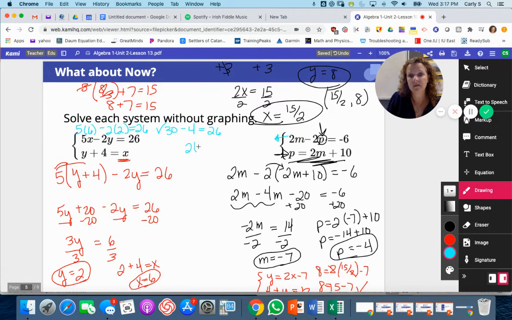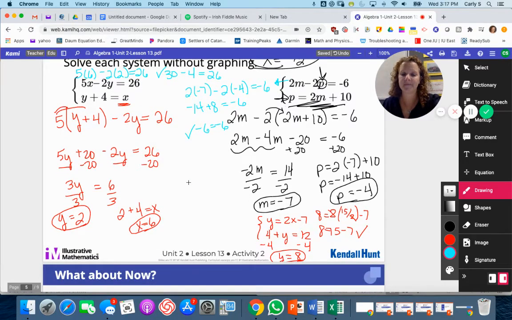So 2 times m minus 2 times p equals negative 6. So negative 14 plus 8 equals negative 6. Negative 14 plus 8 is in fact negative 6. So that is a true statement.